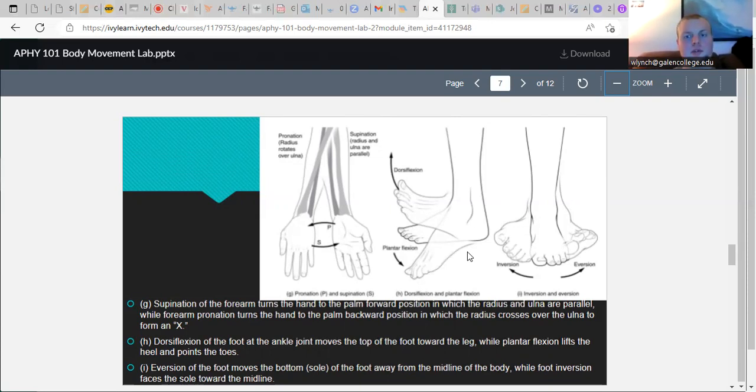Dorsiflexion, pulling the toes up towards the knee. If we are going to do inversion and eversion, if we are inverting, that means that we are going to turn the ankle away. If we are going to do eversion, we're going to turn the ankle in towards, all right? So inversion is going to cause the sole of the foot to face inward towards the midline of the body. Eversion is going to cause the sole of the foot to face up and away, or towards the lateral side of the body.